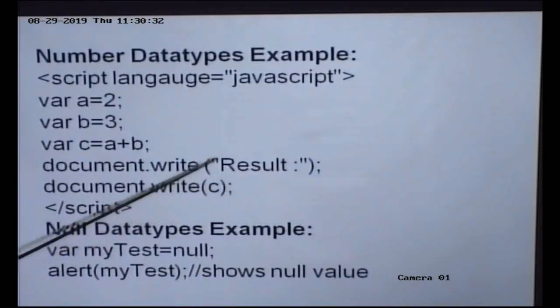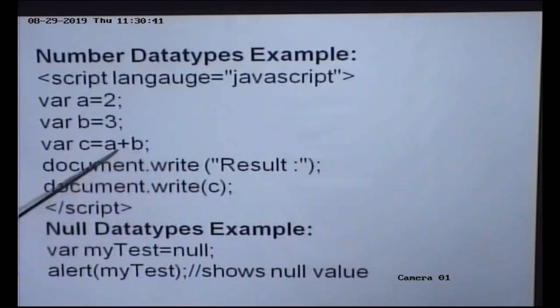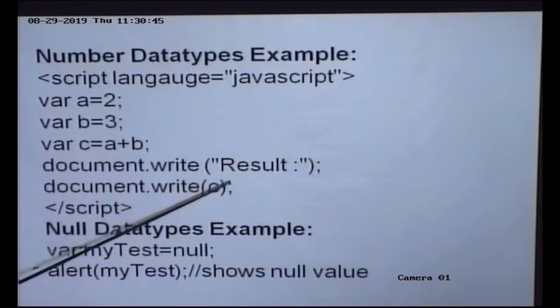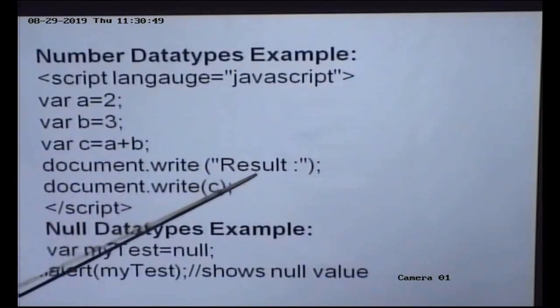So the output will be result colon, then document dot write c. So what is the return value? 2 plus 3 is 5. So the exact output for this script will be result 5.